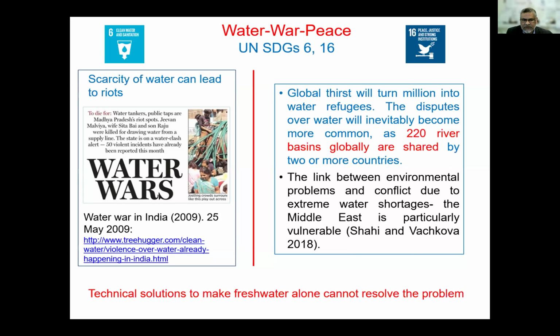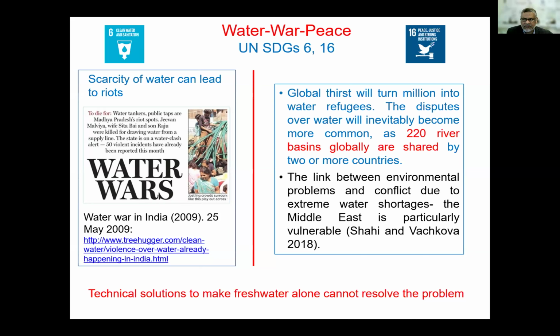We also have to appreciate that 220 river basins globally are shared, and this is a political problem to be resolved between countries. It's not that the water is not there. Water is there, but because of political issues, somebody upstream is polluting the water, and somebody downstream has to clean it. Who will be accountable for this sort of activity? So it's very, very important.